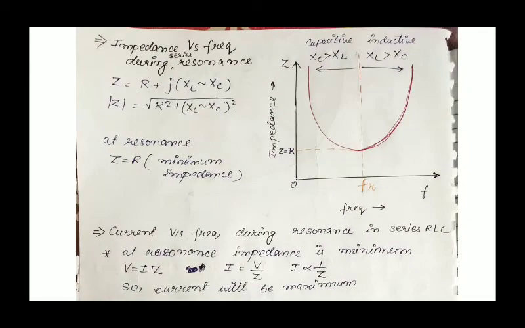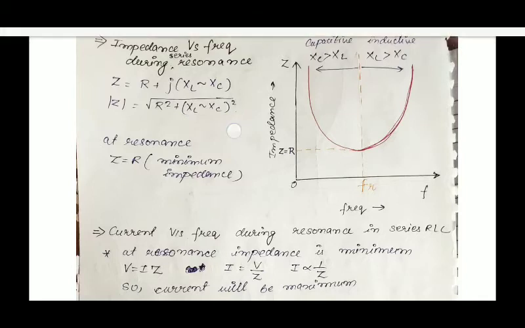Now we need to plot impedance versus frequency during series resonance. Impedance for a series RLC circuit is given as R plus j(XL minus XC). This is a wave sign, which means that if XL is greater than XC, then we do XL minus XC, and if XC is greater than XL, then we do XC minus XL. So the magnitude of impedance is also shown here.